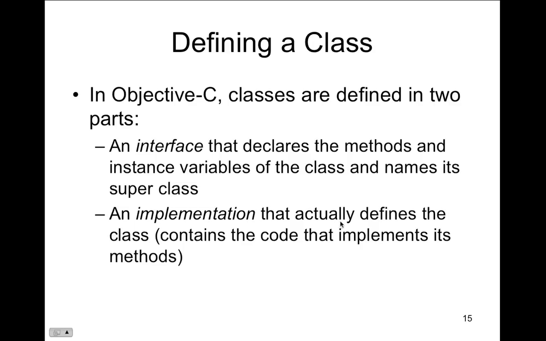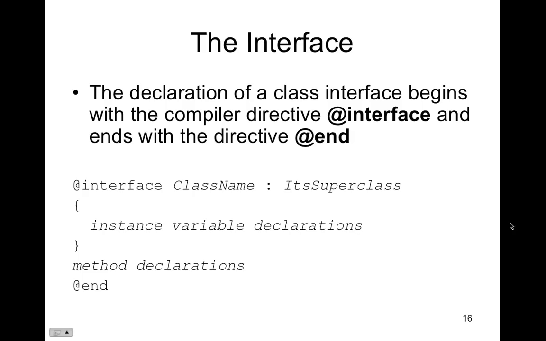The implementation itself is the actual definition of the class, and contains the code that implements the methods that are being run. And here's the syntax for the interface. This is for the .h file. The declaration of the class begins with the compiler directive, here the @interface, and ends with the @end.